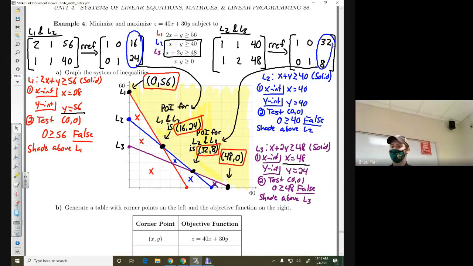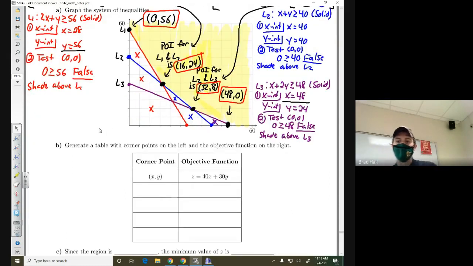So we have 4 points of intersection now. Well, 4 corner points ultimately. And with these 4 corner points, we can go ahead and put them into our table.